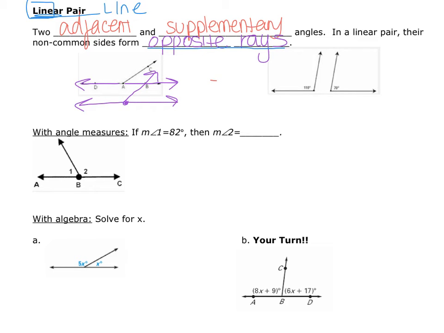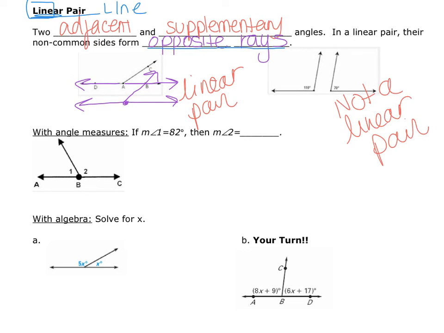So two angles that are adjacent and also supplementary, this is a linear pair, and these are not a linear pair. The reason these are not a linear pair: are they two angles that are supplementary? Yes, because their sum is 180. However, they're not adjacent because you see they're not touching. So the only classification we could give to these two angles is that they are supplementary because they're two angles whose sum is 180.